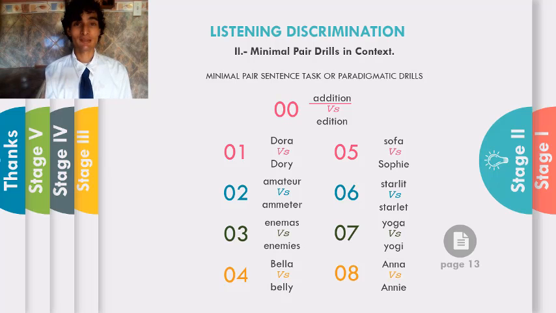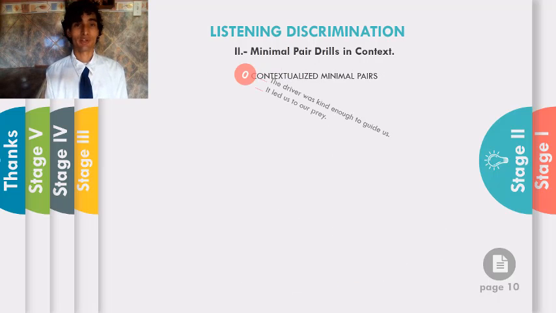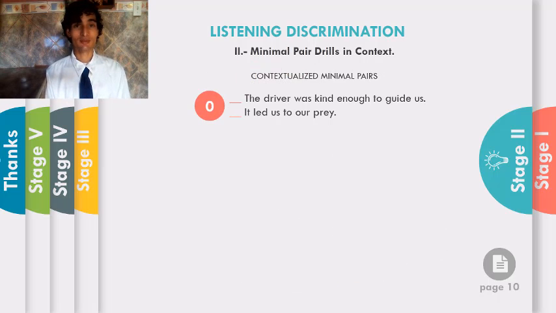You can find the minimal pair sentence task or syntagmatic drill for the stressed schwa sound back in page 10. Please go and check it out once you have finished with this one. Now let's do contextualized minimal pairs. Listen carefully to the sentences I am going to say and place a check mark next to the correct response. For example, the first sentence is, we followed the truck all along.